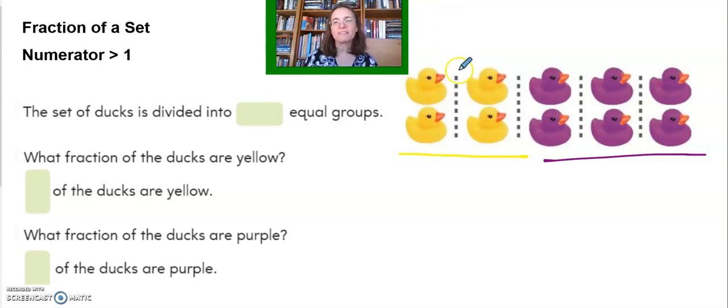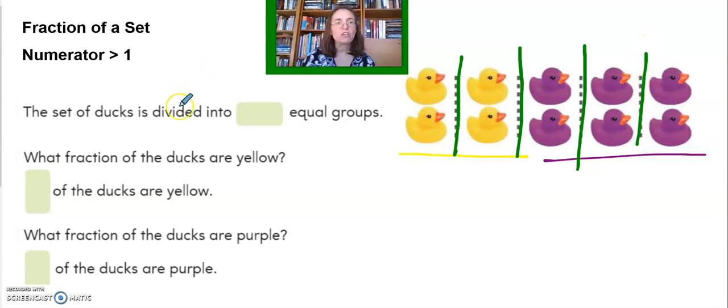So they decided to say, well, these are all even. I can't make the denominator groups of 4 because 6 can't be divided by 4 evenly. And I can't make the common denominator groups of 6 because there are only 4 yellow ducks. So they decided to divide it into 1, 2, 3, 4, and 5 equal groups. So this set of ducks is divided into 5 equal groups.